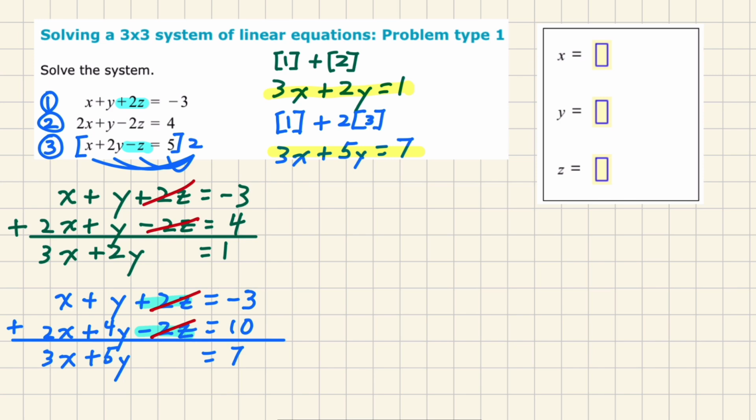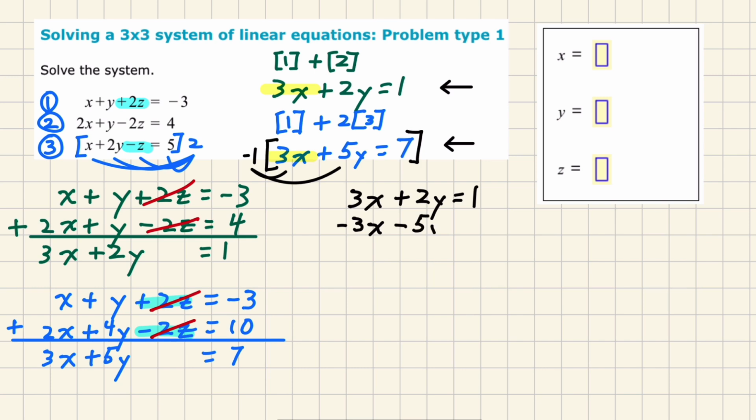And from here, I can continue to simplify with elimination, and I can see that I could almost eliminate the x's just by addition if one of those were negative. And I can make one of those negative by just multiplying that equation, and again, I could have chosen either one, by a negative 1. So taking that first equation, 3x plus 2y equals 1, and then this bottom equation, multiplying through by the negative 1, would be a negative 3x minus 5y, and then equals a minus 7.